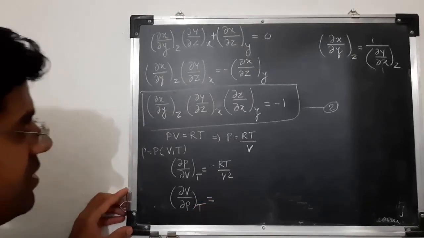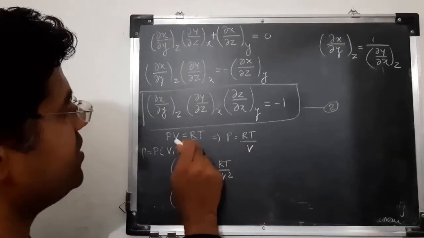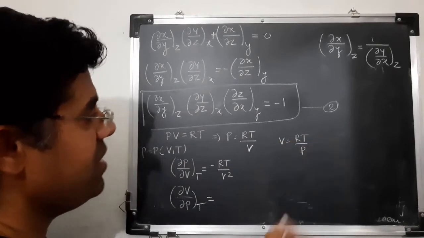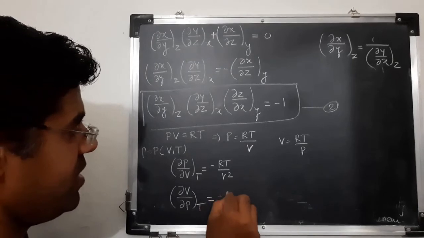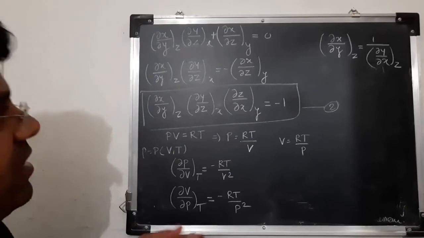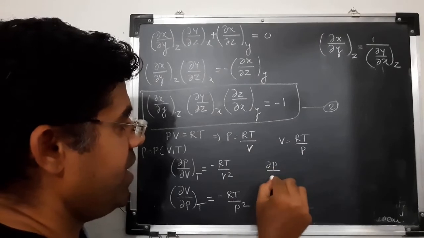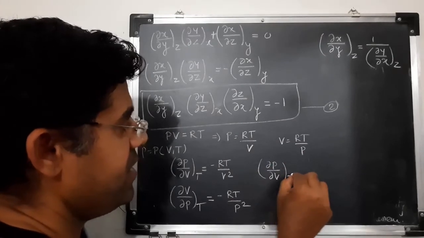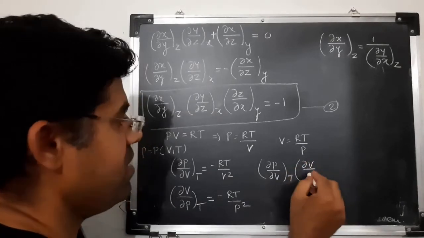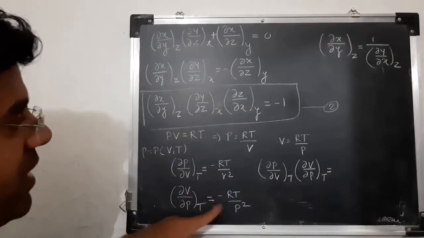So now we will take V over here. In terms of this equation, V is equal to RT divided by P. So that is nothing but minus RT divided by P square. Same thing. Now we have to multiply these two: del P by del V at T constant into del V by del P at T constant. We'll put both the values over here.